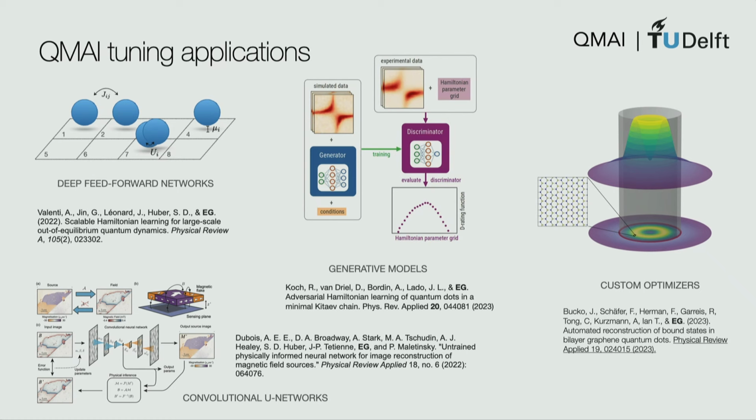Questions on this? I know that nobody here probably cares much about quantum dots. We will move to neutral atoms presently, but I wanted to show this because it's a simple example of the success of neural networks in actually realistic experimental conditions. Is everything clear? Okay, then let's just move on.